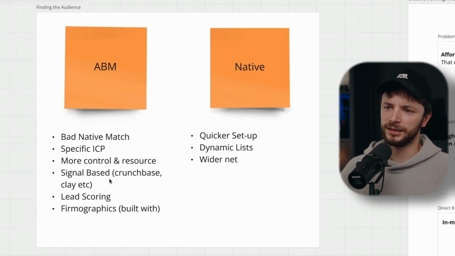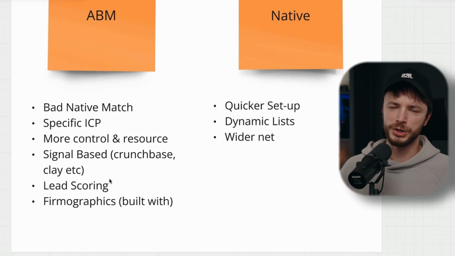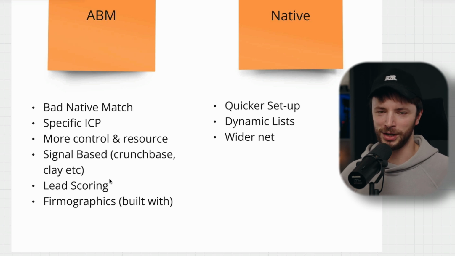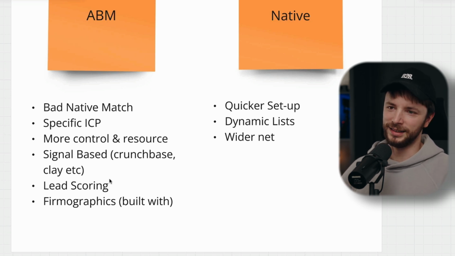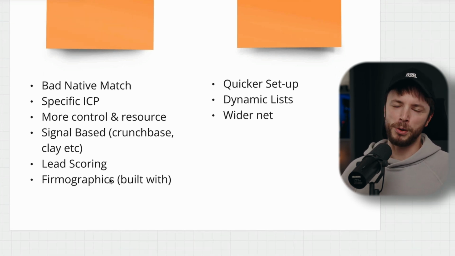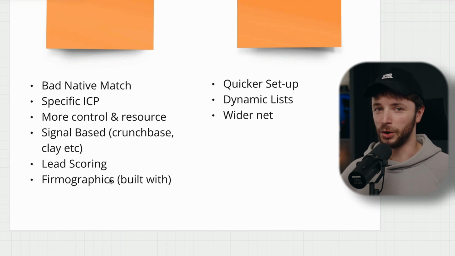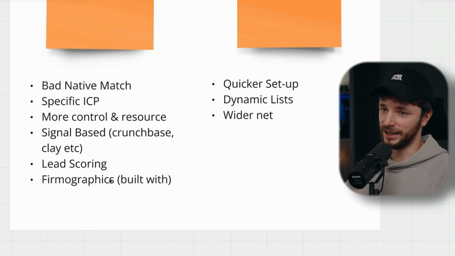The next one is specific ICP. If you know exactly who you're going to go after and there are not very many of them, you probably want to download them, just Fortune 500 companies, for example, and upload them into LinkedIn. You want more control and you probably have more resource because you have to go through and vet them and build these audiences. It obviously takes more time to make sure that you've refined them, everyone's checked them, everyone's happy with them. And then you have to constantly keep doing it because it's not a dynamic list.